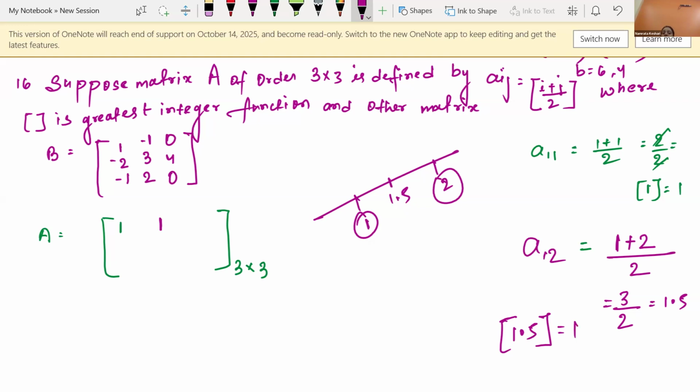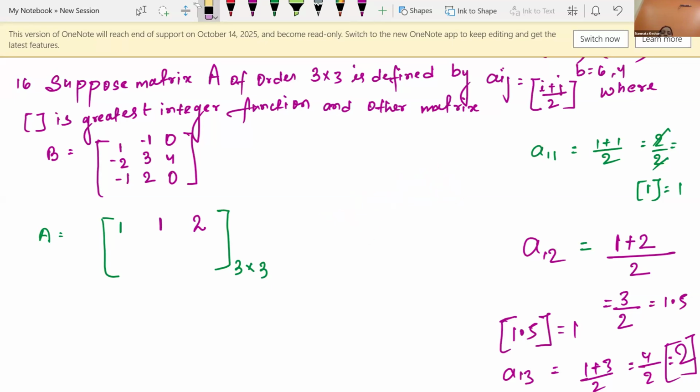So we are done with A11, we are done with A12. Now I'm going to take A13. Making sense? Yes. So 1 plus 3 by 2, that is 4 by 2. And if the answer is already an integer and you take it inside this bracket, it still remains the same. Clear? Yes. We are done with A11, A12, and A13.